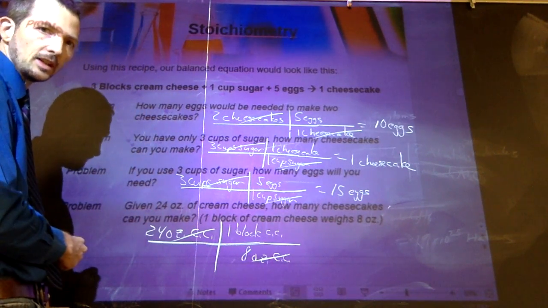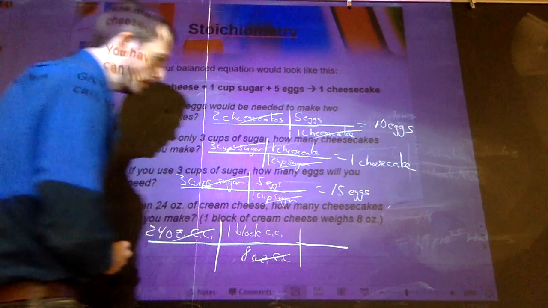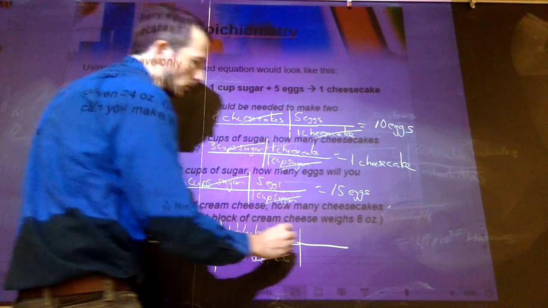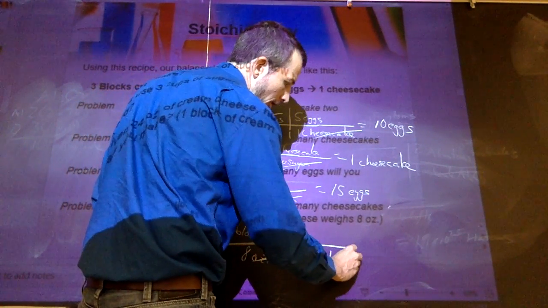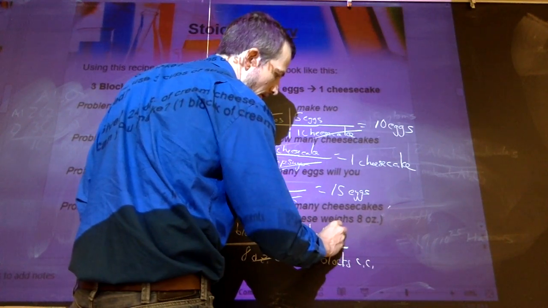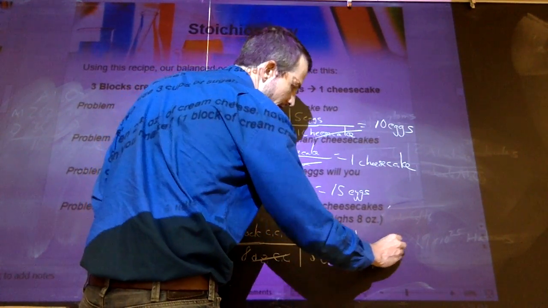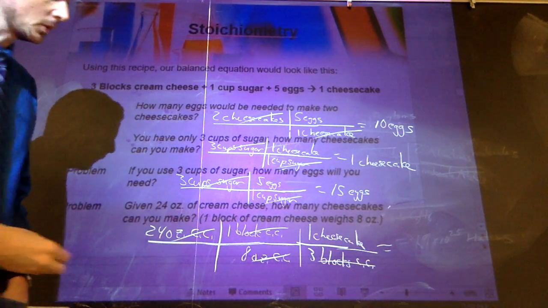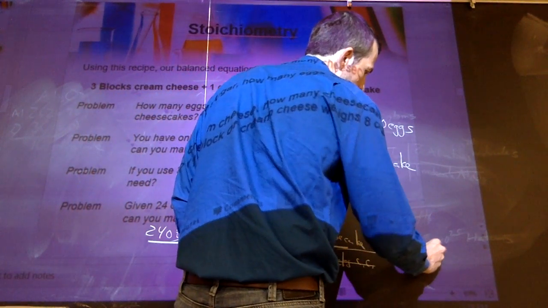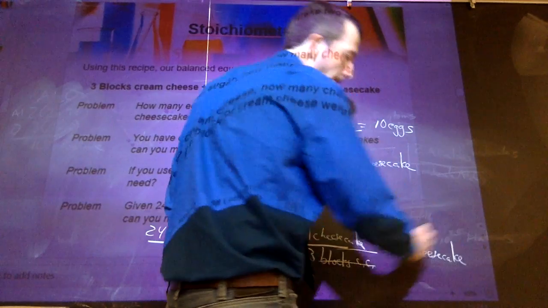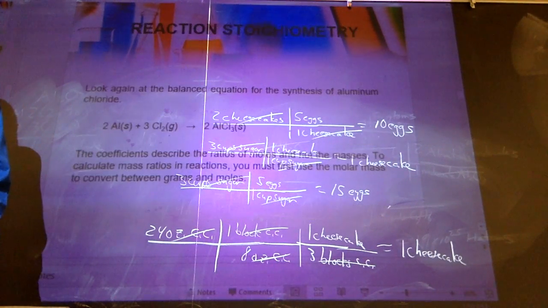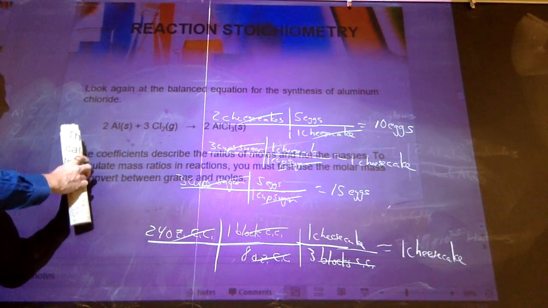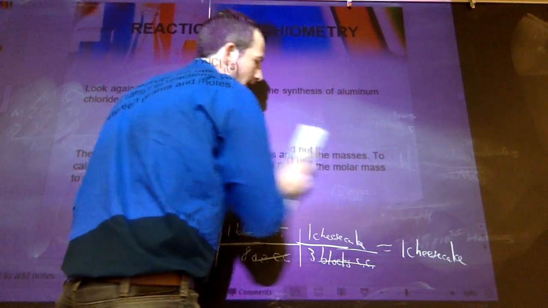So ounces of cream cheese cancel out. And then, okay, I'm asked how many cheesecakes, so you can go to my balanced equation. 3 blocks of cream cheese, 1 cheesecake. So 24 divided by 8 divided by 3 is going to be 1 cheesecake. So now let's look at the chemistry.